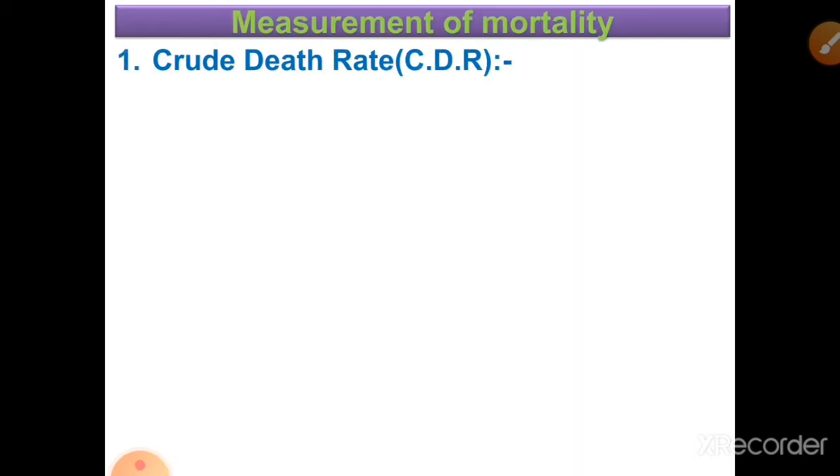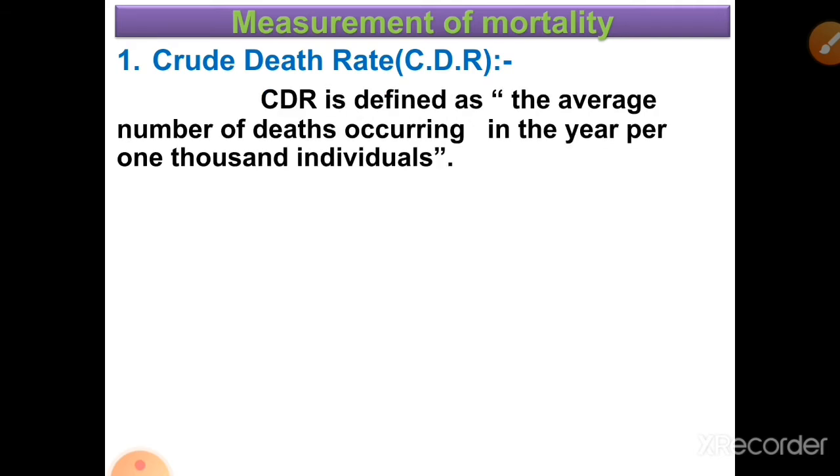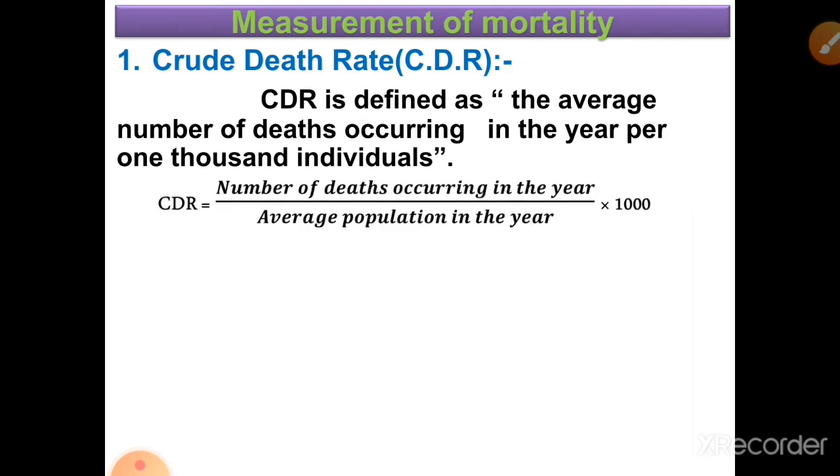The first one is crude death rate, that is CDR. It is the simplest measure of mortality. CDR is defined as the average number of deaths occurring in the year per 1000 individuals. CDR indicates, suppose we consider any one particular area, out of 1000 population what the death rate is. The formula of CDR is CDR equals number of deaths occurring in the year divided by average population in the year into 1000.